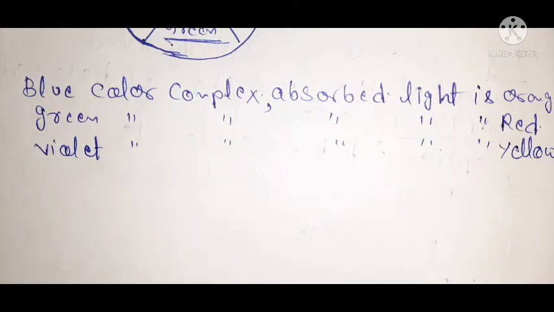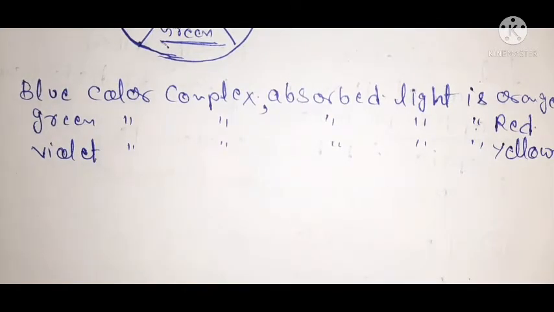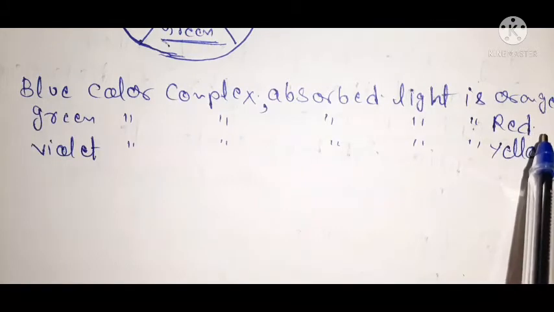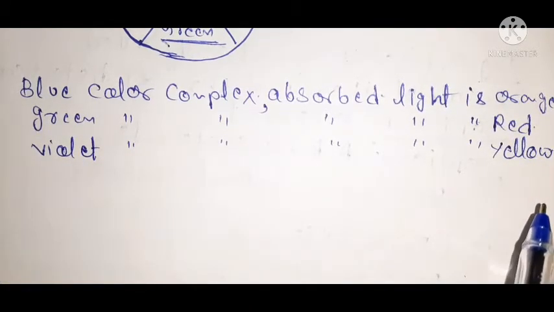Understand? Because blue, green and violet are given in this question. So first of all, you must find what light is absorbed by that complex ion. So for blue, the absorbed light is orange. For green, the absorbed light is red, and for violet or purple, the absorbed light is yellow.